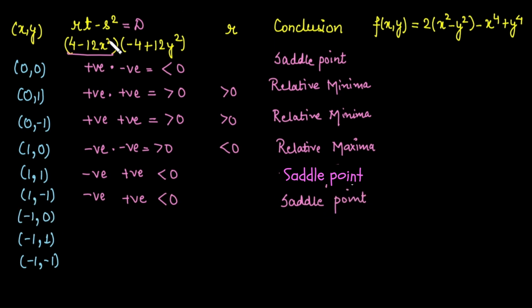When x is equal to minus 1, 4 minus 12 is minus 8, that is a negative term. Y is equal to 0, negative. Negative, negative is positive. If discriminant is greater than 0, we need to observe the behavior of r. R is negative. Discriminant is greater than 0, r is less than 0. It means it is a point of relative maxima.